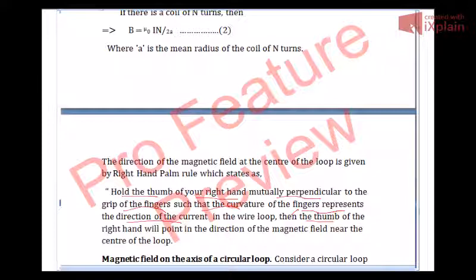the loop. So the direction of the magnetic field at the center of the loop can be upwards or downwards depending upon the direction of the current. If it is clockwise, then it will be upwards, and if it is anti-clockwise in the circular loop, then it will be downwards.